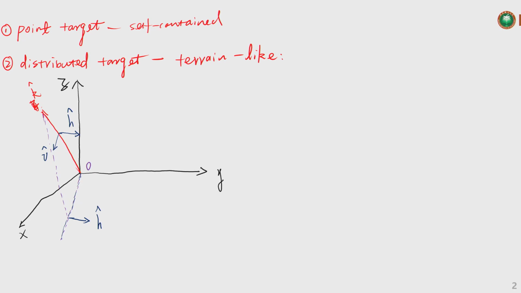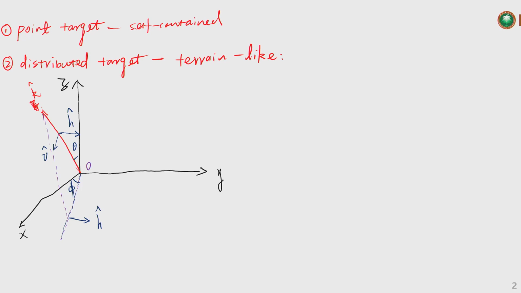This angle is called theta, the elevation angle, and this angle is phi, which can be called the azimuth angle.